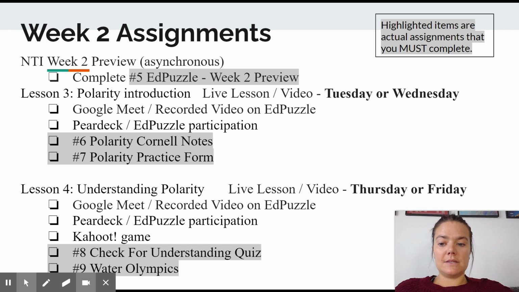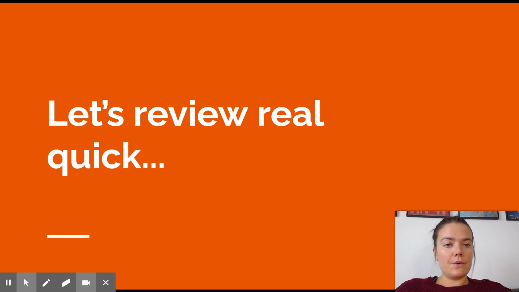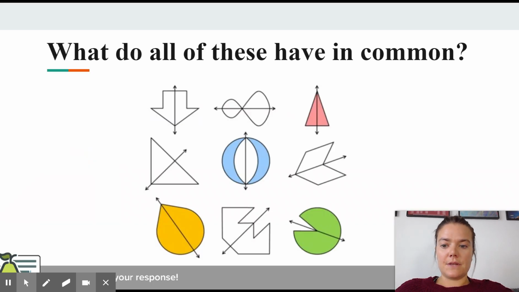So we had 2 assignments with the last lesson. There are 2 new assignments with this lesson, including a check for understanding quiz and a lab simulation that, if you have the opportunity to try on your own at home with the materials you have, can get you some bonus points. So let's do a quick review and start with this as our warm-up.